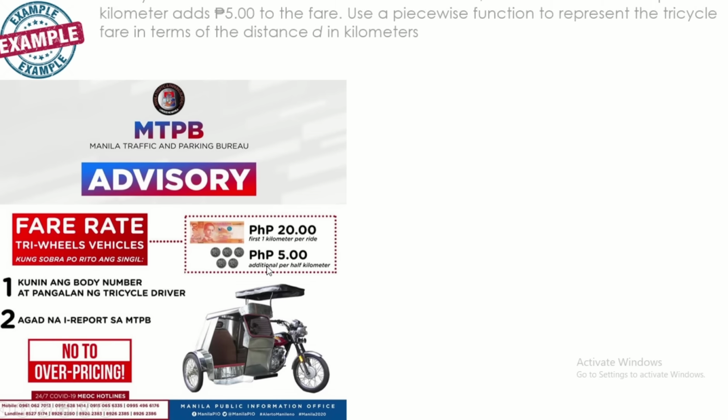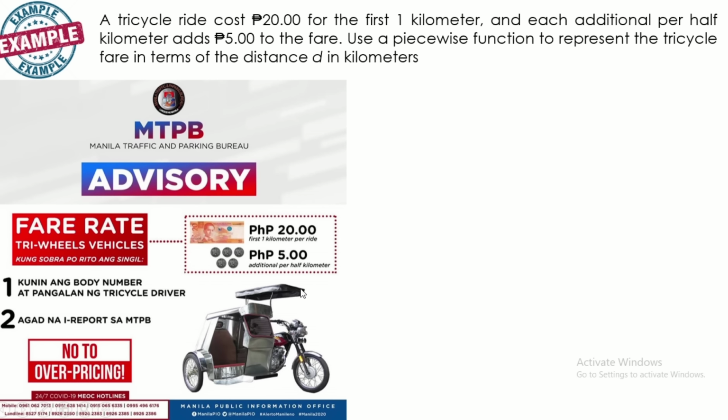So, ito yung gagawa natin ng piecewise function. Sabi dito, 20 pesos ang ibabayad sa tricycle for the first 1 kilometer. Then, mag-a-add ka ng 5 piso in every per half kilometer. So, a tricycle ride costs 20 pesos for the first 1 kilometer, and each additional per half kilometer adds 5 pesos to the fare.